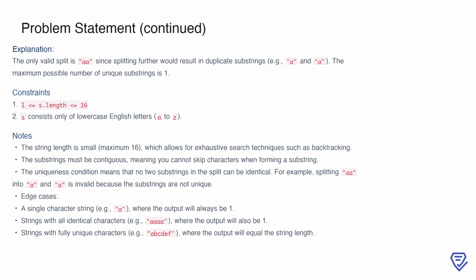The problem comes with constraints to guide your approach. The string length is at most 16 characters, which allows for exhaustive methods like backtracking. It's important to remember that substrings must be contiguous, and no 2 substrings in a split can be identical. Edge cases include strings with a single character, which always result in an output of 1, or strings with completely unique characters, where the output equals the string length.